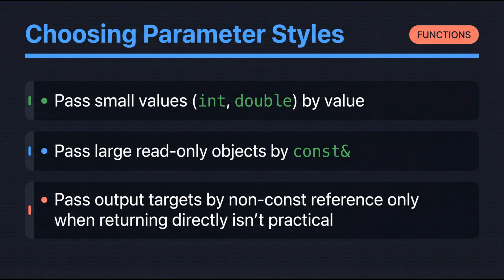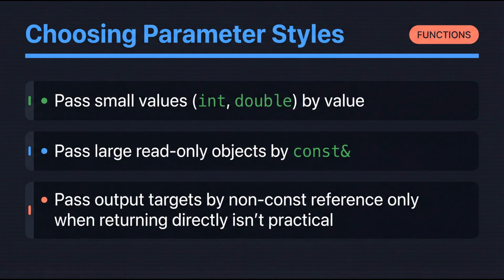Second, pass large read-only objects by const reference. For example, a vector of integers. Const reference avoids copying the entire container while preventing the function from modifying it. The ampersand means reference, no copy. The const means read-only, no modification.